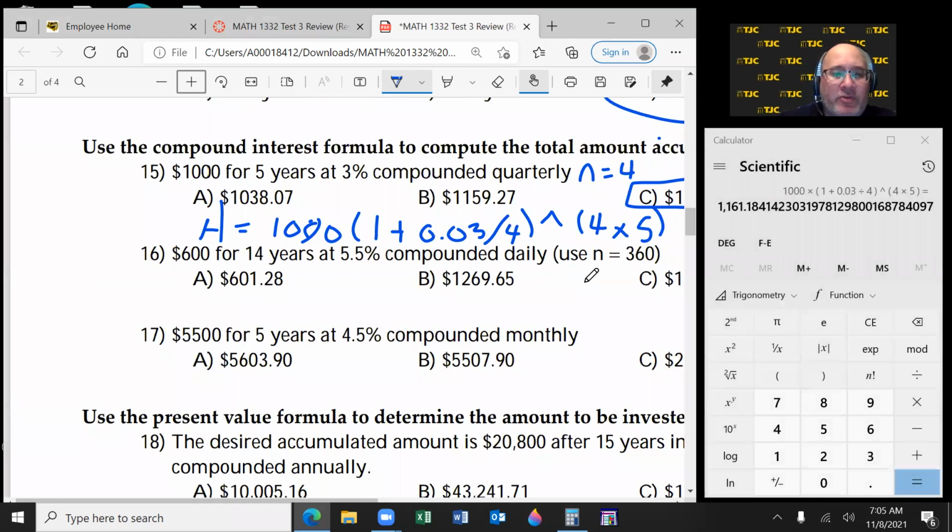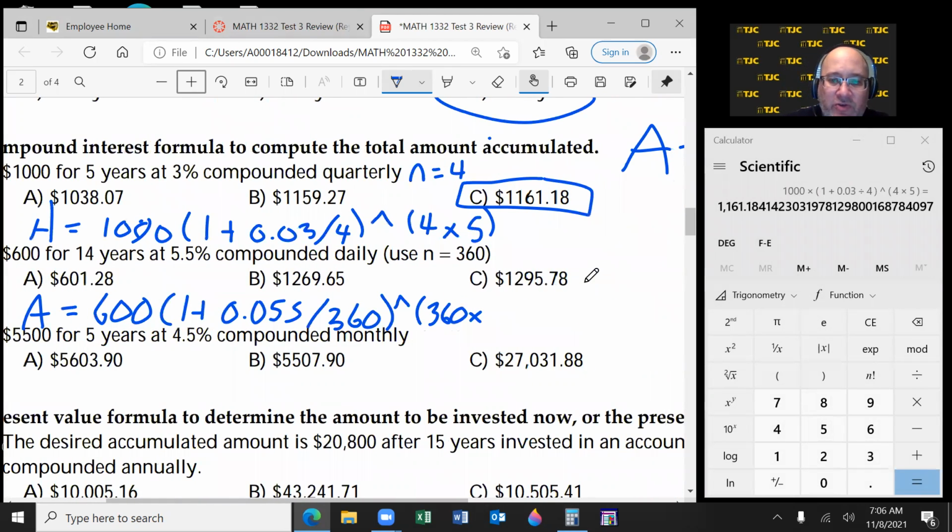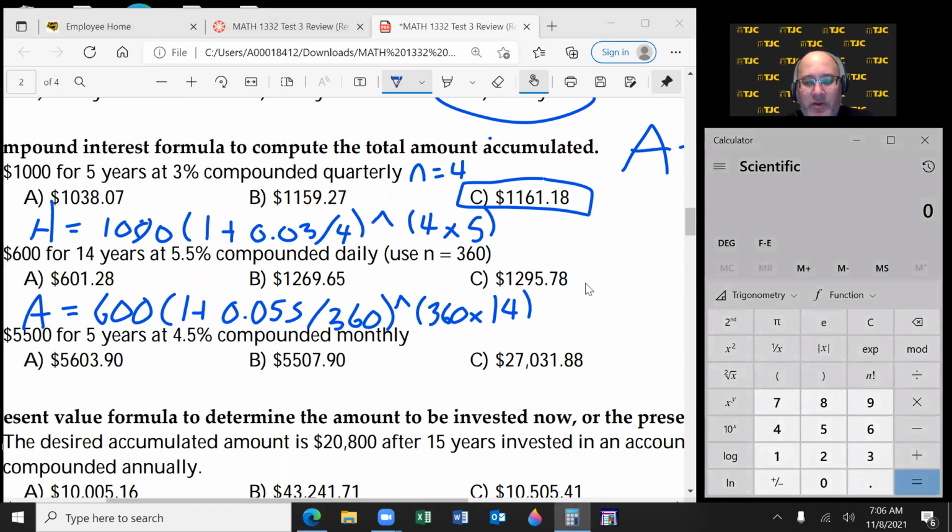Do the same thing for number 16. The future value, the amount accumulated, is the principal, 600, times 1 plus the interest rate, 0.055, divided by N. It says daily, use N equals 360, so we will. Close parentheses, exponent, N, which is 360, times T, which is 14 years. And let's put this in a calculator.